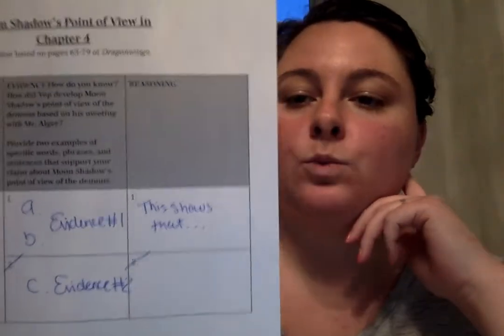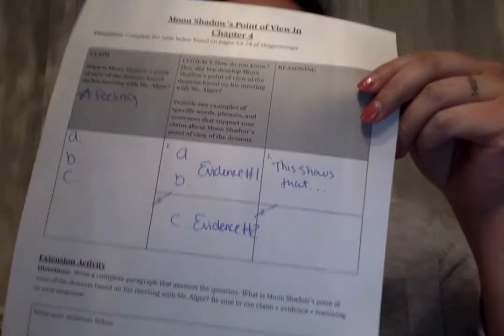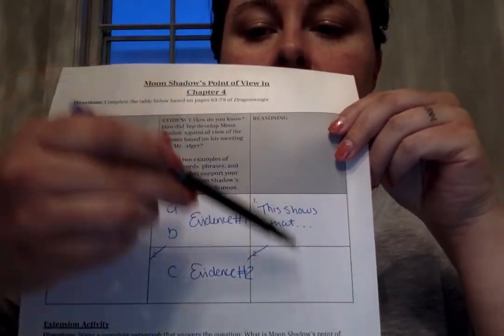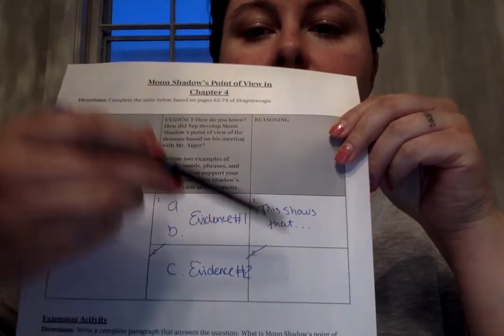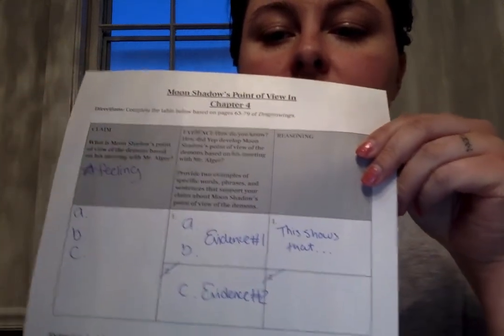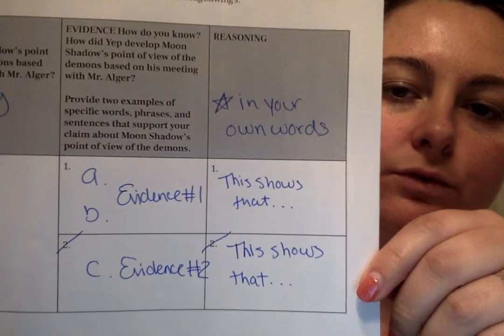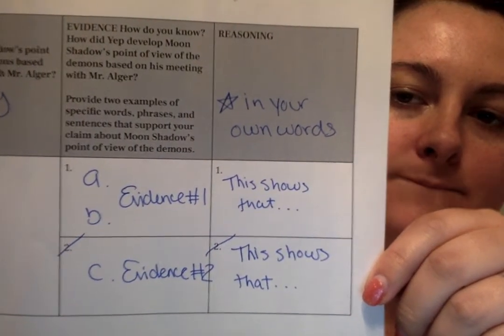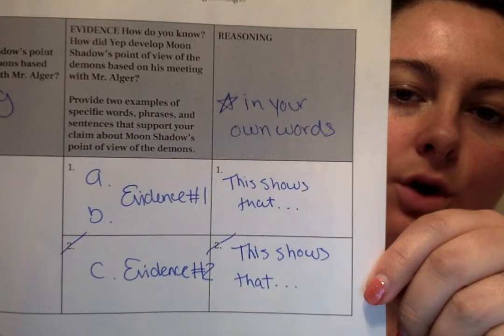And then, of course, we need our reasoning. So that is this last column here. And you have 2 reasoning boxes because you have 2 evidence boxes. So you should have that sentence starter, this shows that, or this evidence shows that. And in your own words, I'll put a star at the top with that note, in your own words, you are telling me how that claim and evidence connects. How does that evidence prove your claim? Make sense of this in your own words.